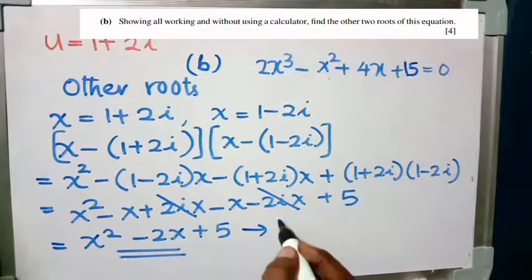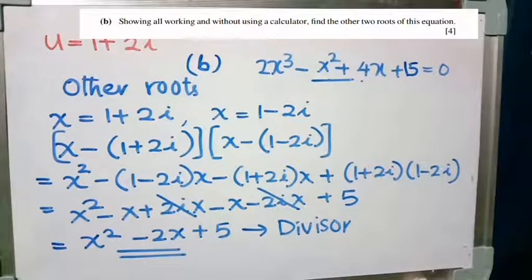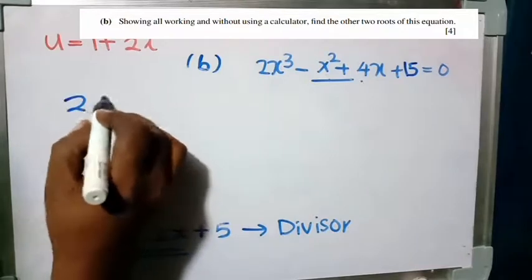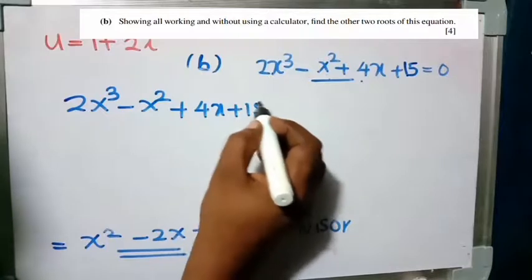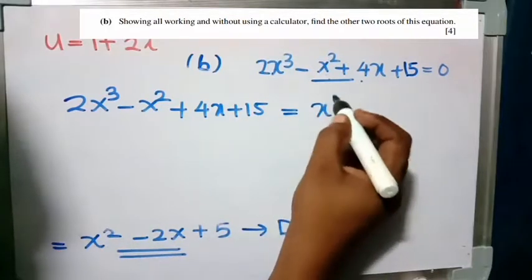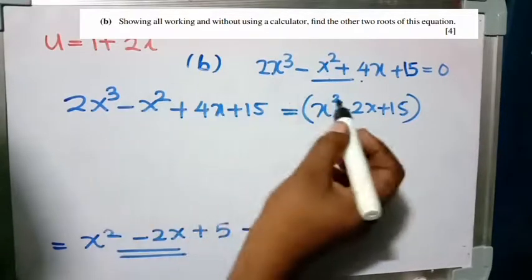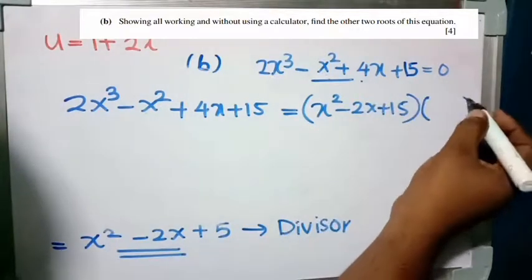Now we have to find the third factor. So it can be considered as the divisor, and this is the dividend. So let's do the division and find out the third factor. So you can try with division. I'll show you another method. It's nothing but 2x cubed minus x squared plus 4x plus 15 has a factor x squared minus 2x plus 5. So it has a square factor now. As it has a square factor, the next factor will be a linear factor.